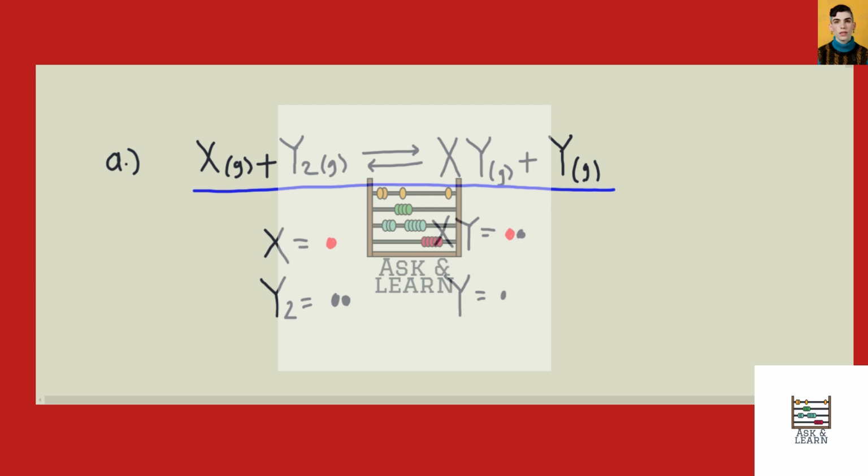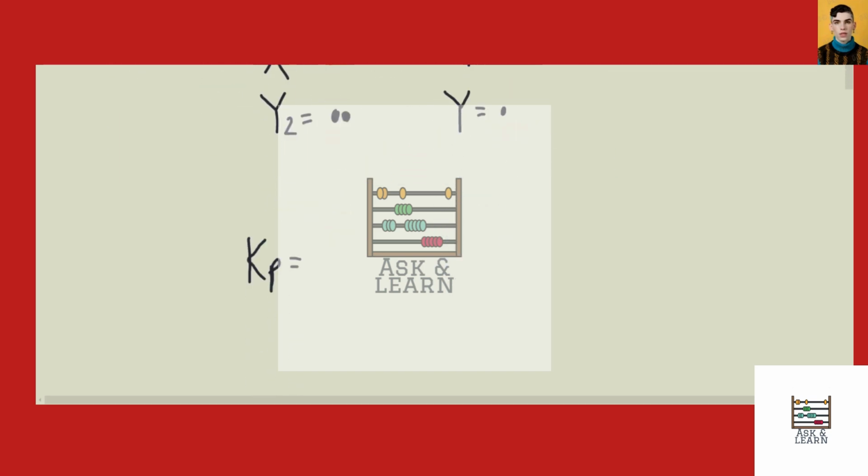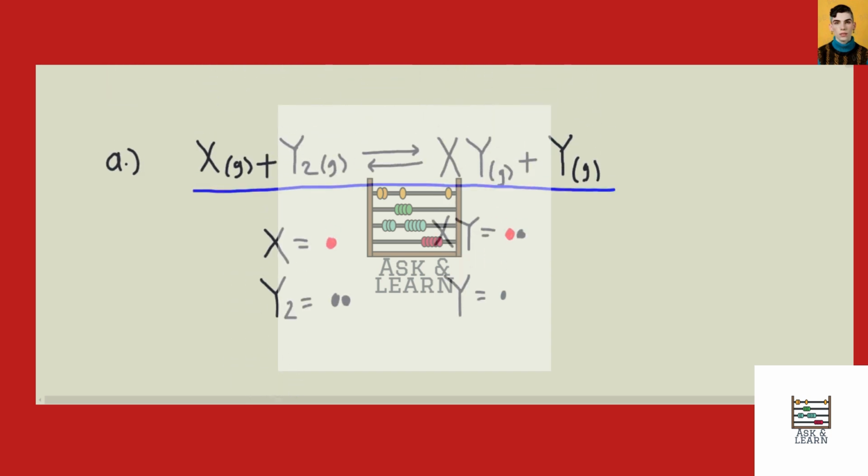In part A, we are told that the equilibrium constant Kp for this gas phase reaction is equal to 4.5. And we want to know which one of the molecular scenes we are given, 1, 2, or 3, corresponds to this reaction being at equilibrium.